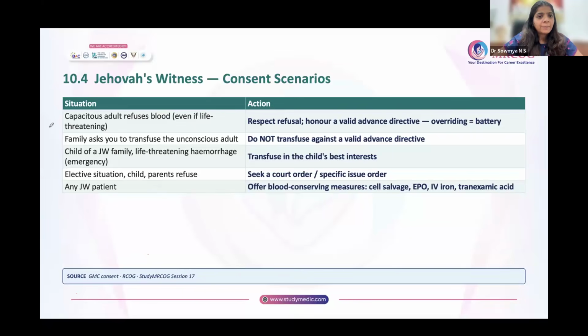Again, this is the same thing. Adult refusing blood. Please remember, it is not only Jehovah's Witnesses. Many people don't want to take blood because of the infections they have got. There could be a lot of reasons. So you have to respect the refusal.